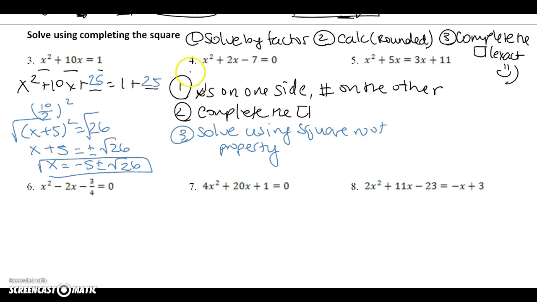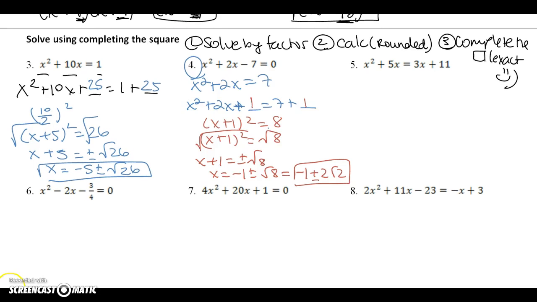Okay, so I'd like for you guys to try out number 4. Keep in mind that your first step will be to make sure that you get 7 by itself. So give it a shot, pause me, and check back when you're done. All right, so just running through this step by step, we got the 7 by itself, completed the square by adding a 1 to both sides.